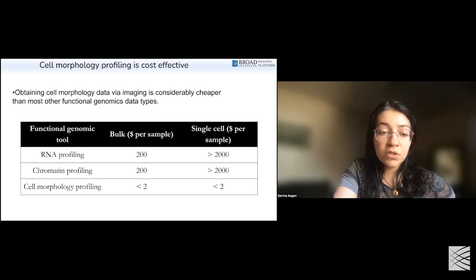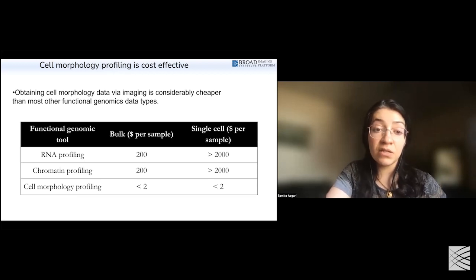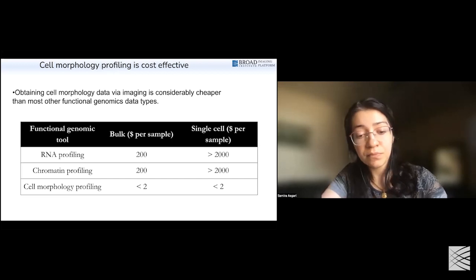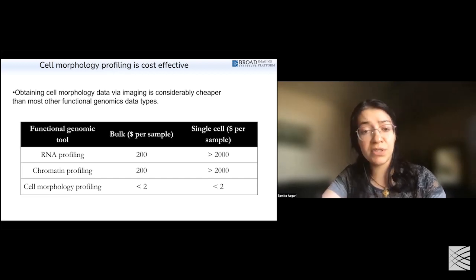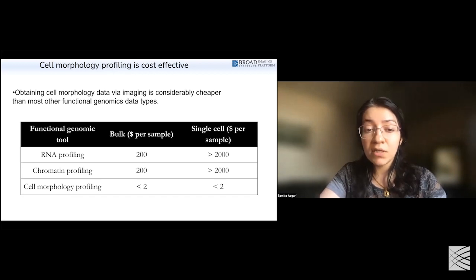Whereas for cell morphology, because it's imaging based, you do look at single cells anyway, and then it's up to you how to analyze the data, but the cost even for bulk is much lower than other cell profiling methods, and then at single cell your cost does not increase. So all these are really good reasons to use cell morphology as a quantitative trait to perform QTL analysis.